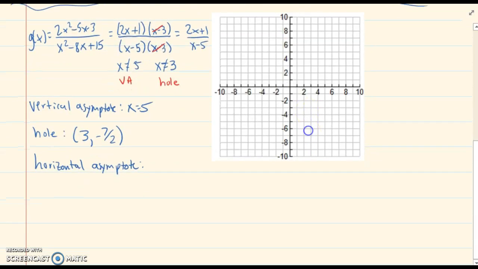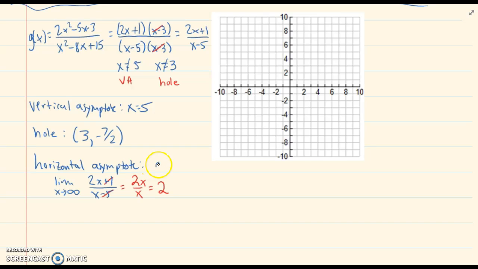We take the limit as x approaches infinity of our reduced function. It actually doesn't matter in this case if we use our reduced function or our original function. We're going to end up getting the same thing. So I'm looking for the highest degree in the numerator and denominator, just happens to be x. So this is going to act like 2x over x, which will then reduce down to 2. So my horizontal asymptote is g of x equals 2.